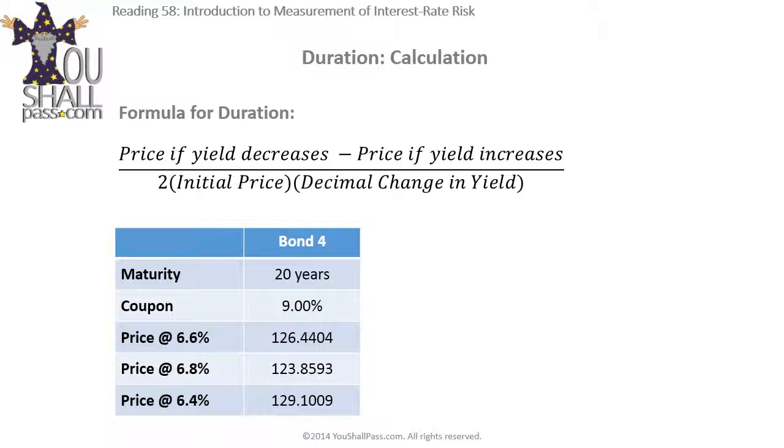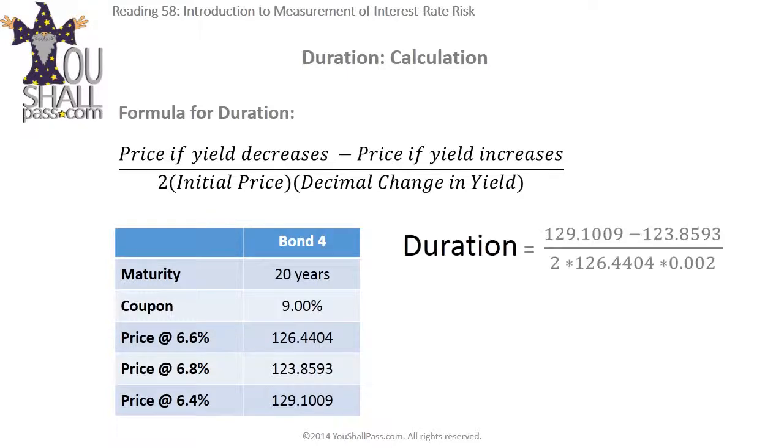126.4404. If we were to shock the yield up by 20 basis points to 6.8%, the price would be 123.8593, and for a 20 basis point shock down, the revised price at a 6.4% yield level is 129.1009. So we simply plug these numbers into the formula above, and our duration for this bond at the 6.6% yield level works out to 10.36 years.